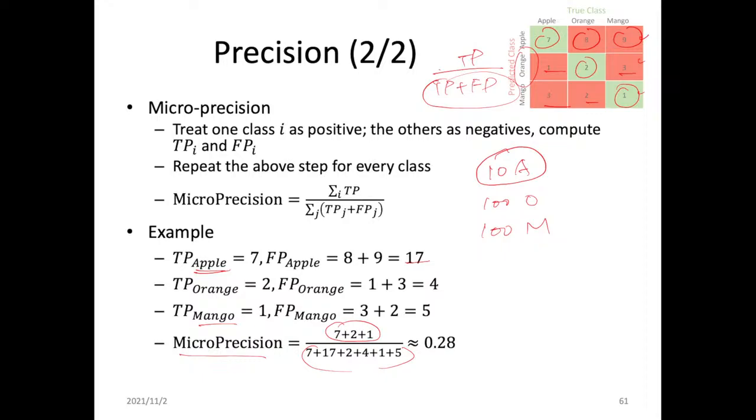So choosing macro or micro precision really depends on what you want. If you believe that each class should be roughly equally important for your final task, then you should probably use macro precision. However, if you believe that every instance should be roughly equally important, you should use micro precision. And if the number of instances in each class is roughly the same, then whichever you use, there's not much difference.